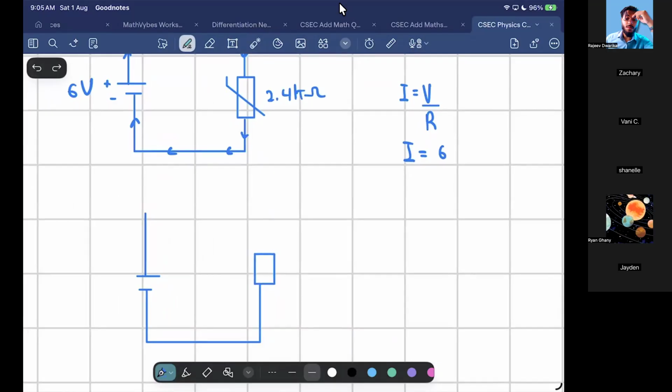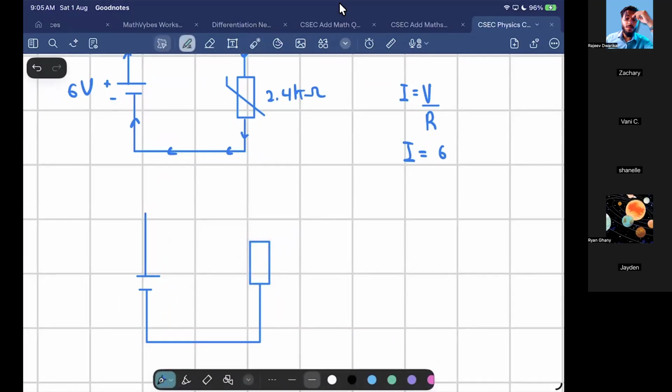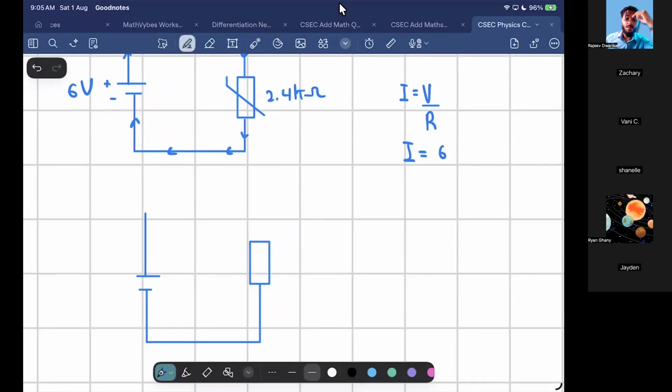So understand something, with any circuit, chances are you have to find the total resistance before you can find the total current, because you know I is equal to V over R.